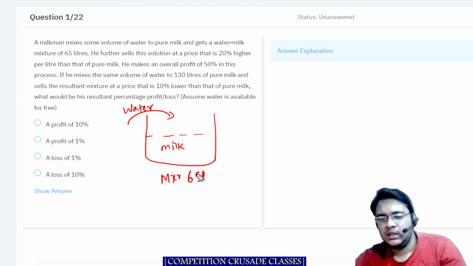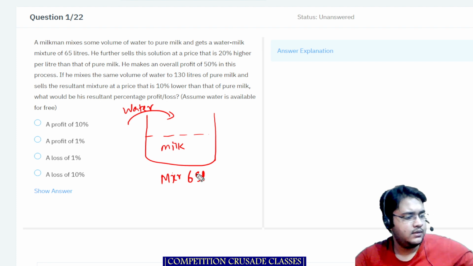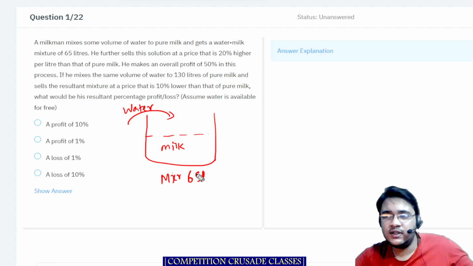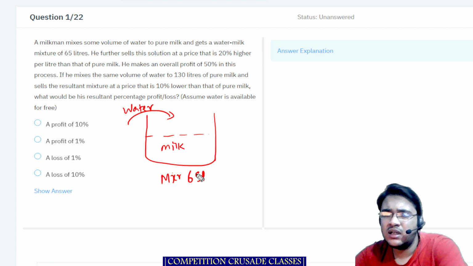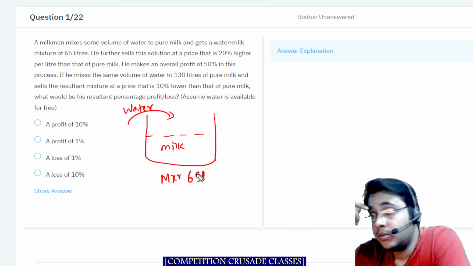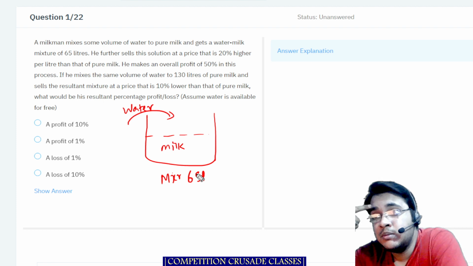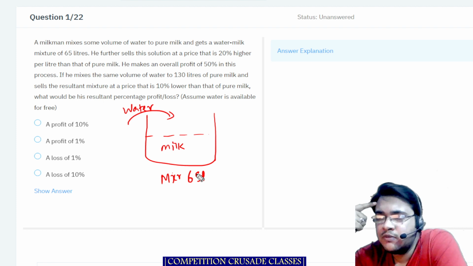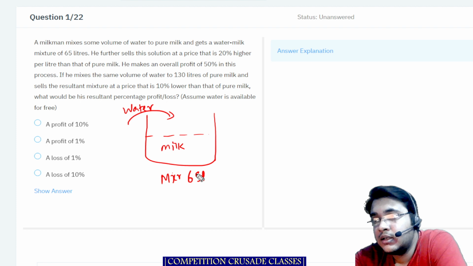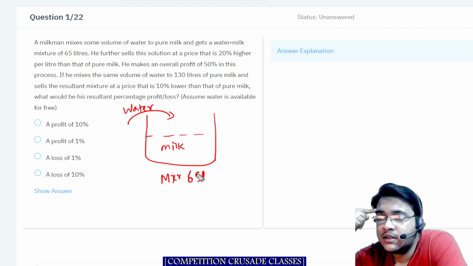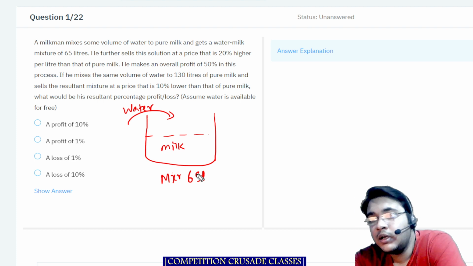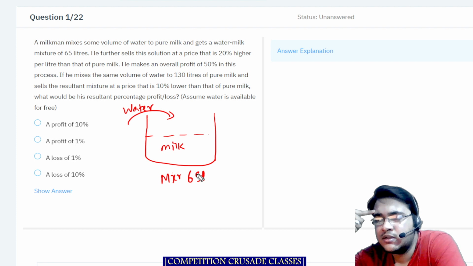Right. Okay. What else? And then it is written that he further sells this solution at a price that is 20% higher per liter than that of the pure milk. He makes an overall profit of 50% in this process. If he mixes the same volume of water in 230 liters of pure milk and sells the resultant mixture at a price that is 10% lower than that of the pure milk, what would be his resultant percentage profit or loss? Assume the water is available.